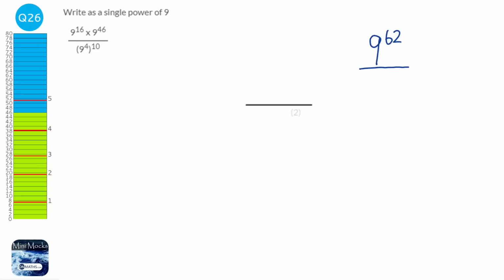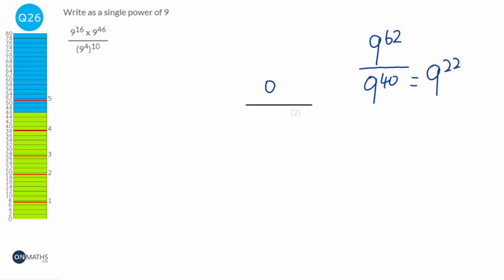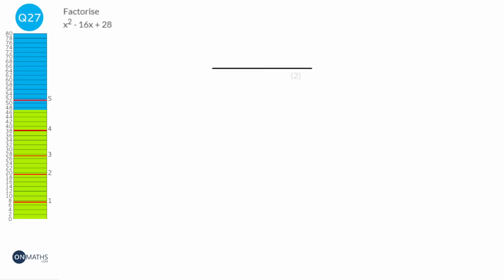And looking at the denominator, well, you've got a power inside and outside the bracket. Whenever you have that, you can just multiply them. So it'd be 9 to the power of 40. Now, whenever you've got a division between two powers of the same base, which we have here, 9 to the power of 62 divided by 9 to the power of 40, we just take away the indices. So it would be 62 take away 40, which will be 9 to the power of 22. So our answer is 9 to the power of 22.